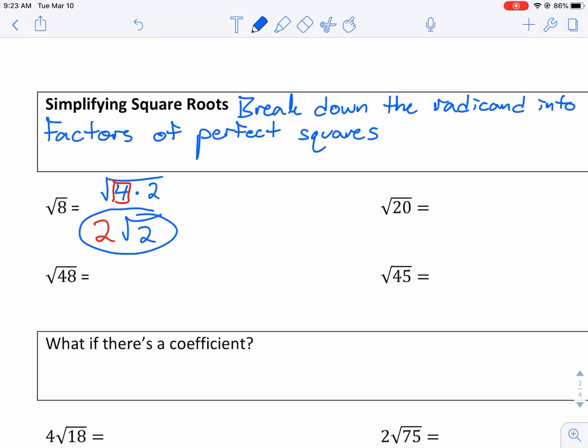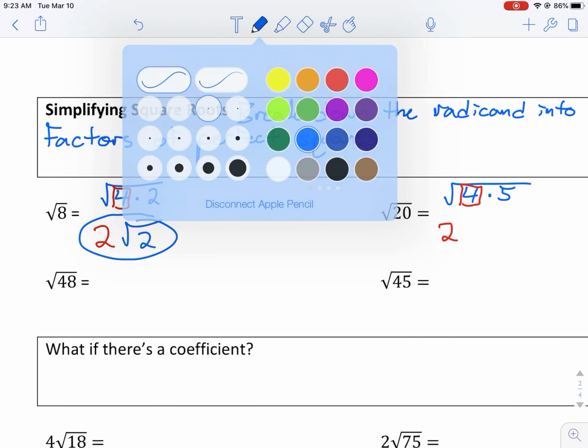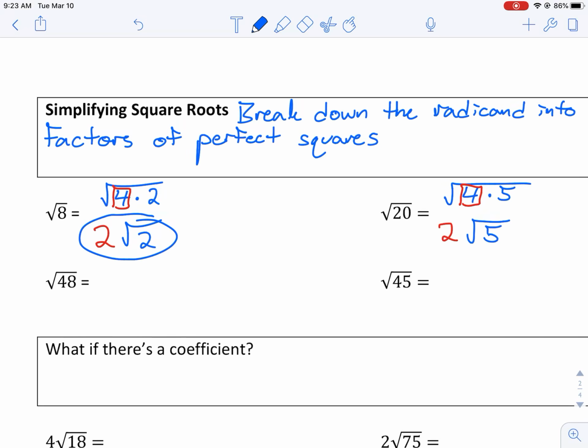I'll do it again over here with 20. 20 I can break into the square root of 4 times 5. And then again, 4 is that perfect square of 2. So I get 2 square root of 5.